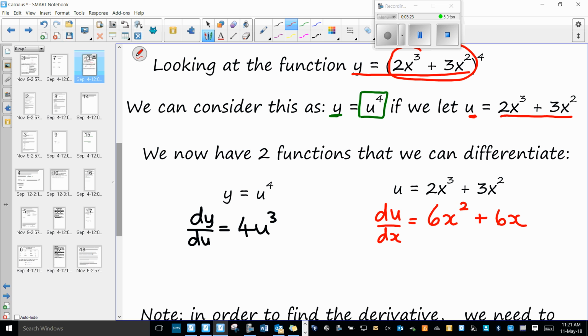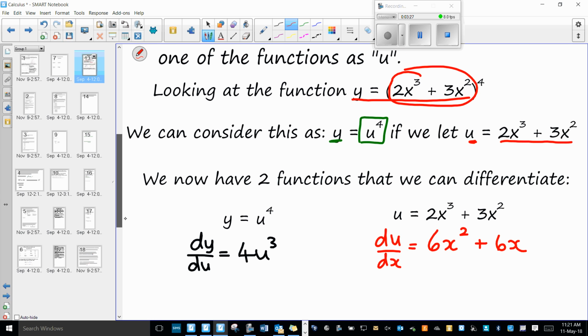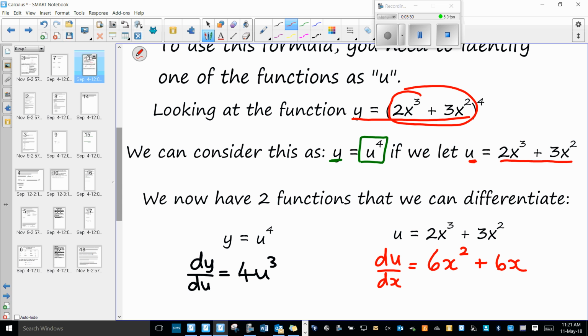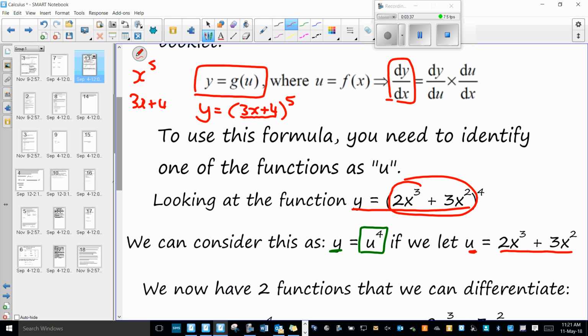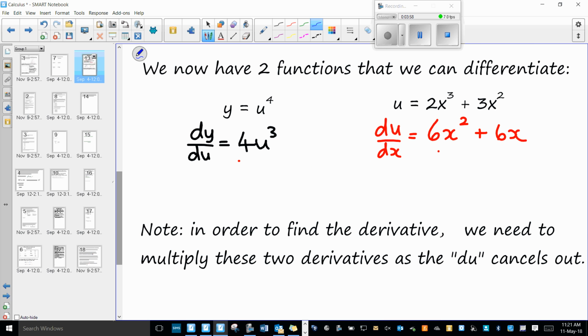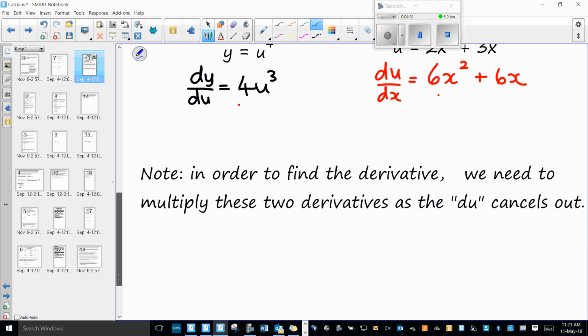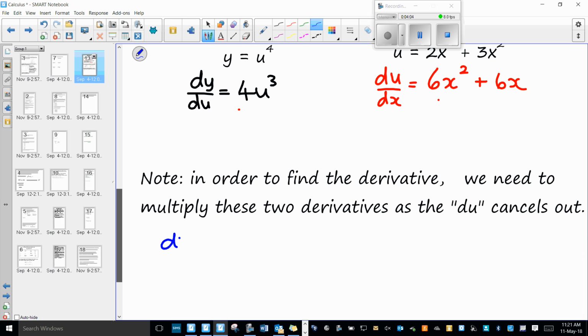Okay, so what we're going to do now is put those two things into that formula they gave us up the top here. You'll notice this one says dy du, and the right-hand side says du dx, and we're multiplying them. So secretly, this du part cancels out, and we're just left with dy dx. So we would now say that dy dx is going to be 4u cubed multiplied by 6x squared plus 6x.